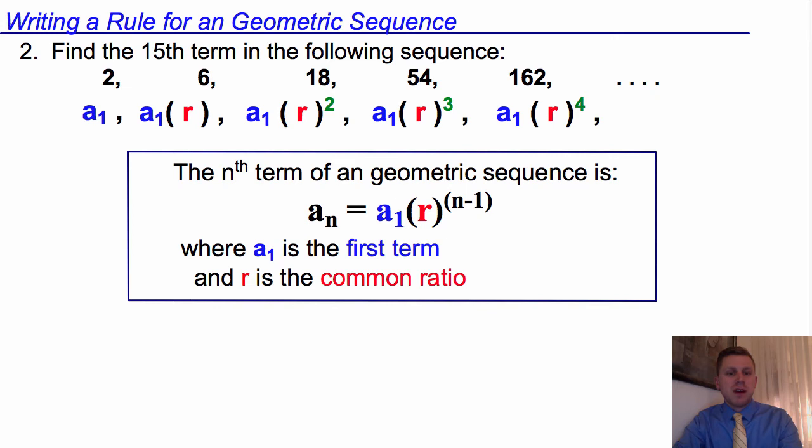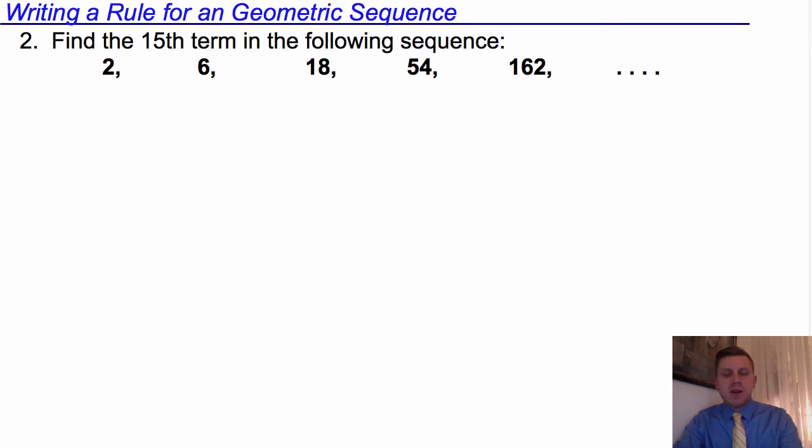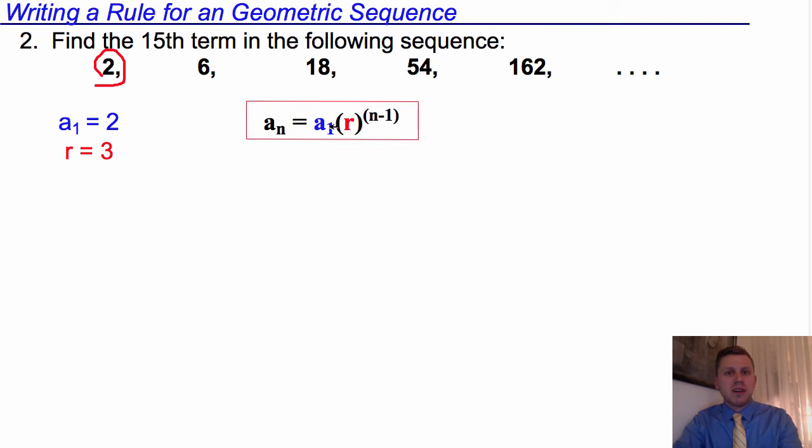So let's solve this problem using the formula. All I have to do here is identify the first term and the common ratio. Here I can see the first term is 2, and to get to each consecutive term, I'm multiplying by 3. So the first term is 2, the common ratio is 3. I know this is a geometric sequence, so I'll use my formula. For a1, I'll plug in 2. For common ratio, I'll plug in 3.